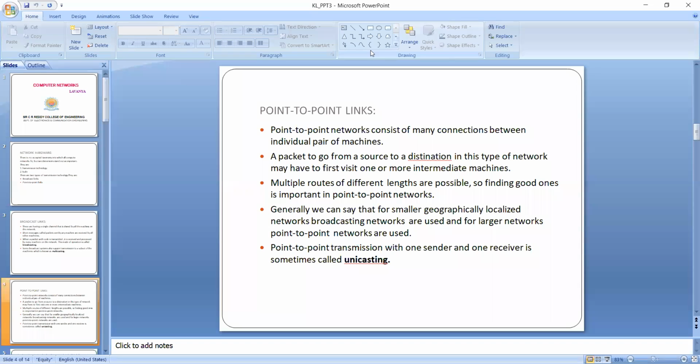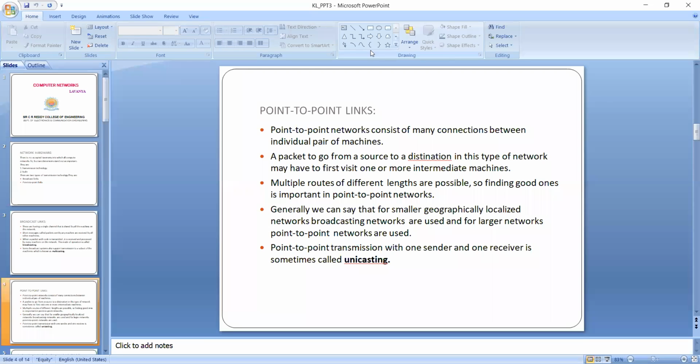A packet to go from a source to a destination in this type of network may have to first visit one or more intermediate machines. I am simply saying 3 machines. If there are 100 machines, and machine 1 is the source and the destination is machine 100, then it has to visit 1 or 2 intermediate machines also. But what route is best, which length is possible, we have to look at that and select the particular route.